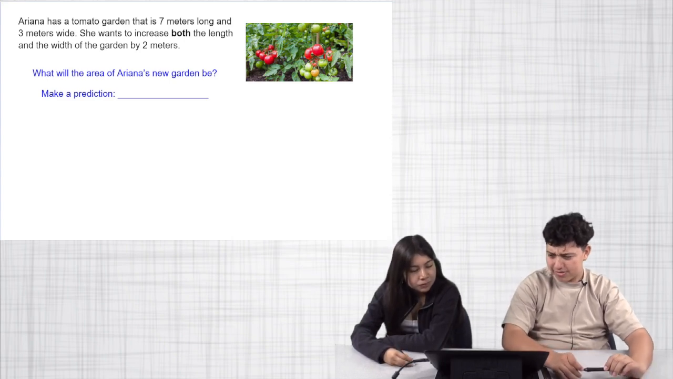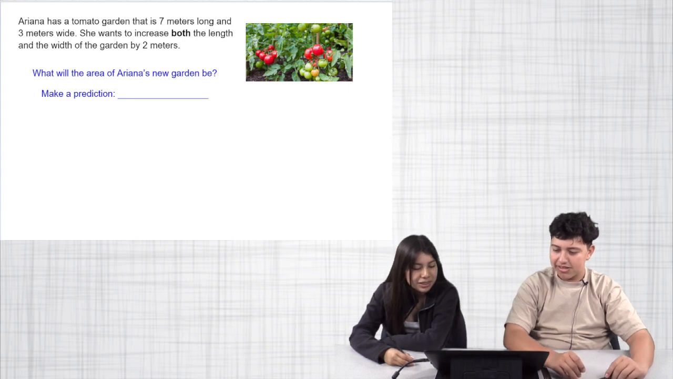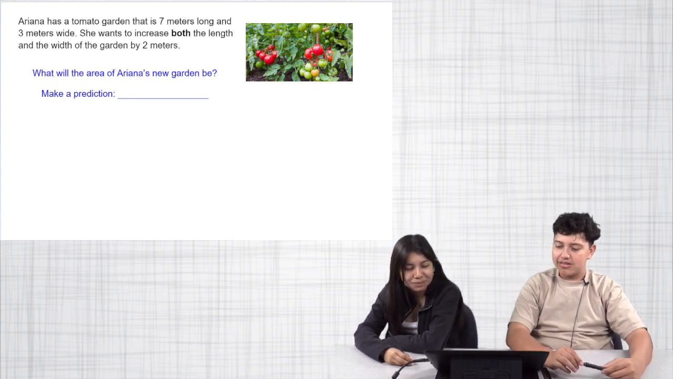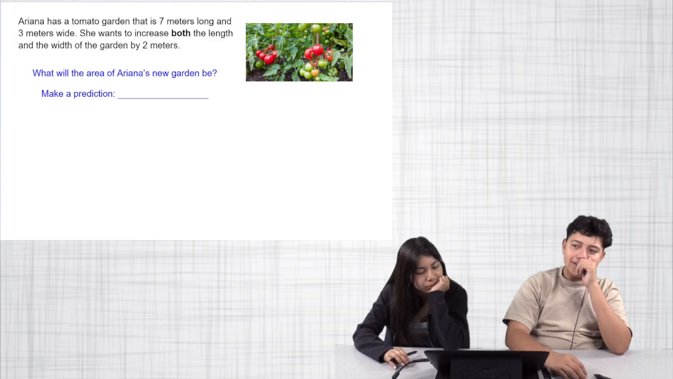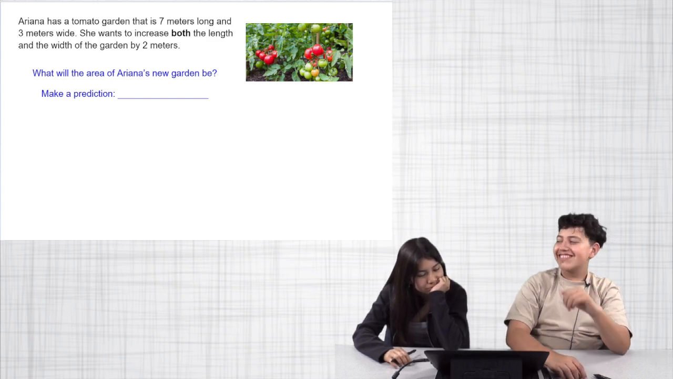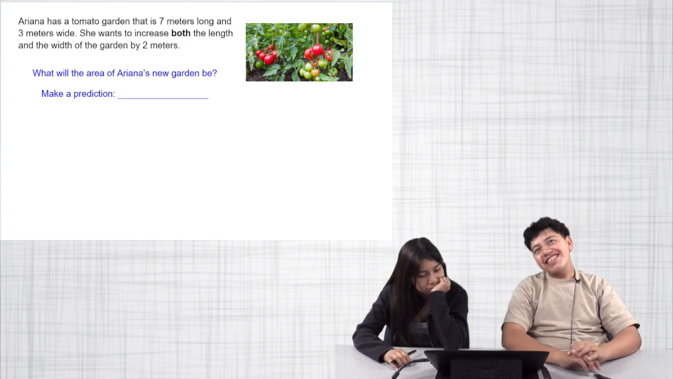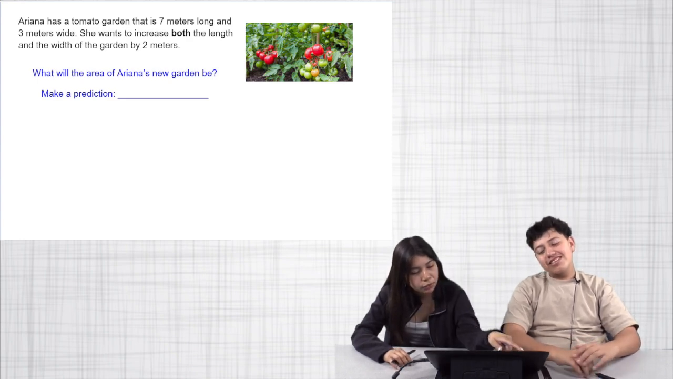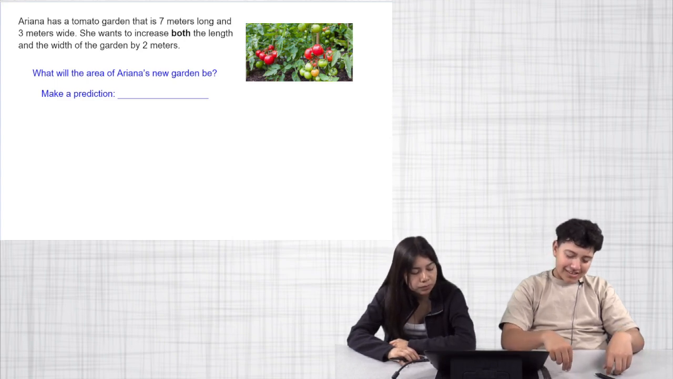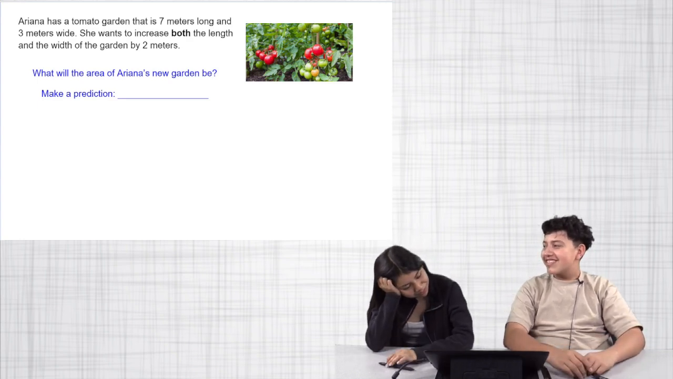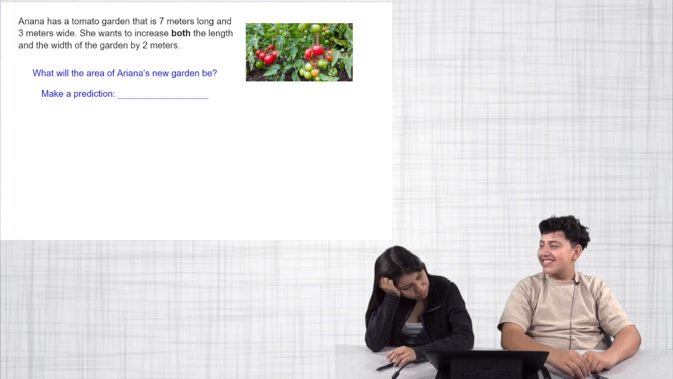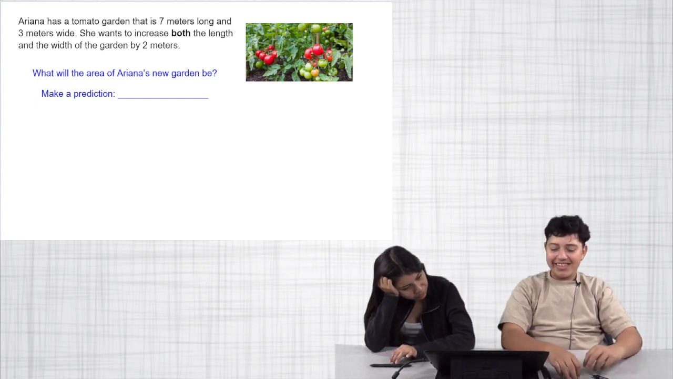Can you read the part in blue, Emily? What will the area of Ariana's new garden be? Make a prediction. Okay, go ahead and predict together. 45. You say 45? It's going to be 9 and 5. Wait, what is 7 times 2? 14. Yeah, 14.